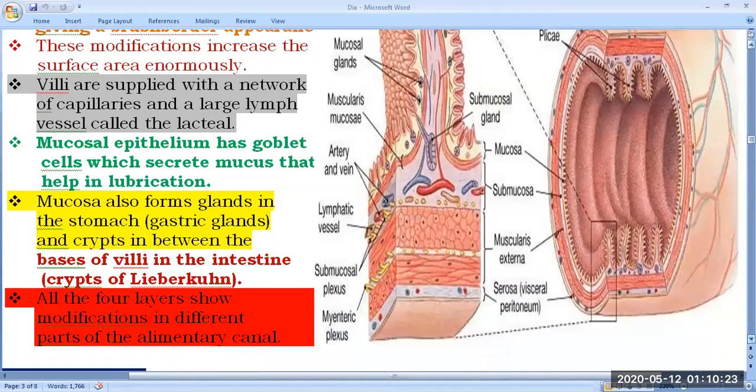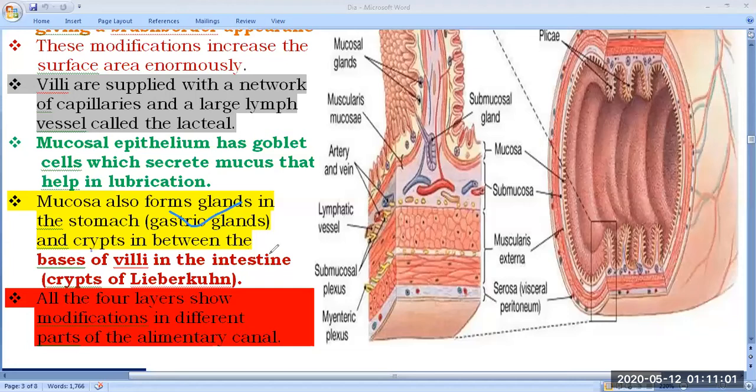You know, we have already discussed that the stomach has three different types of cells in the glands. First are the peptic cells or chief cells, which secrete the pepsin enzyme. Second are the oxyntic cells, parietal cells or delomorphous cells, which secrete HCl as well as intrinsic factor. And next are the mucus cells or goblet cells, which are involved in the secretion of mucus. So this mucosa also forms glands in the stomach, and these are known as the gastric glands.